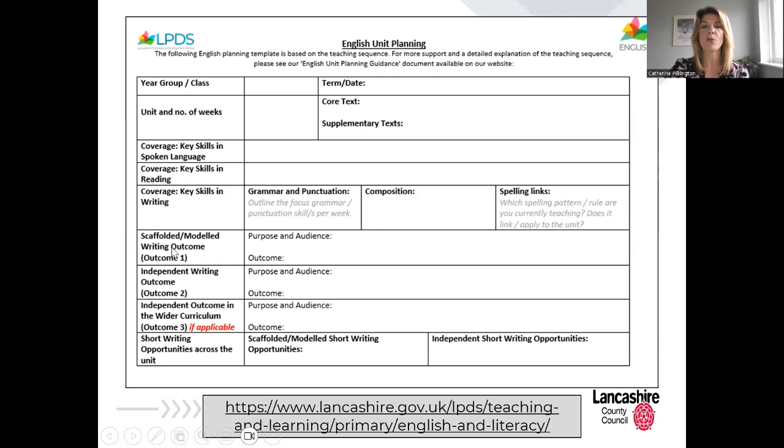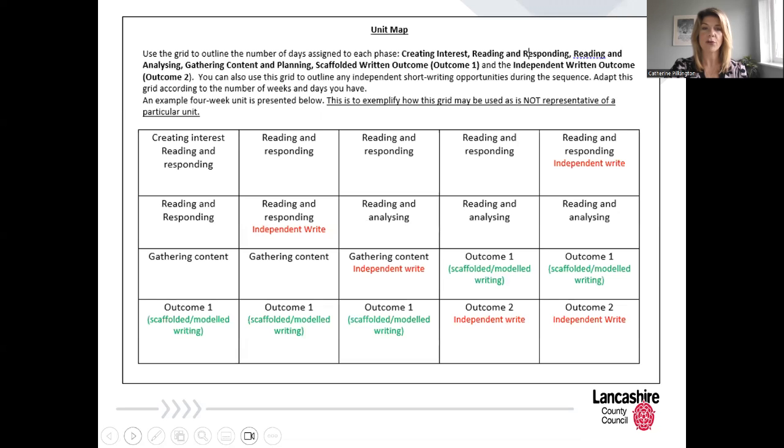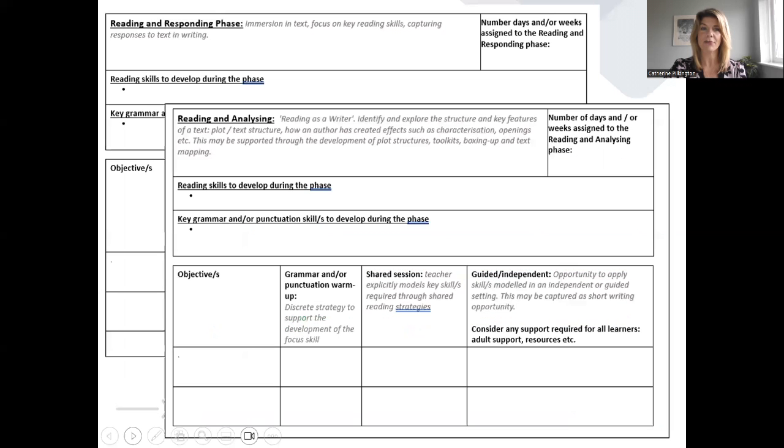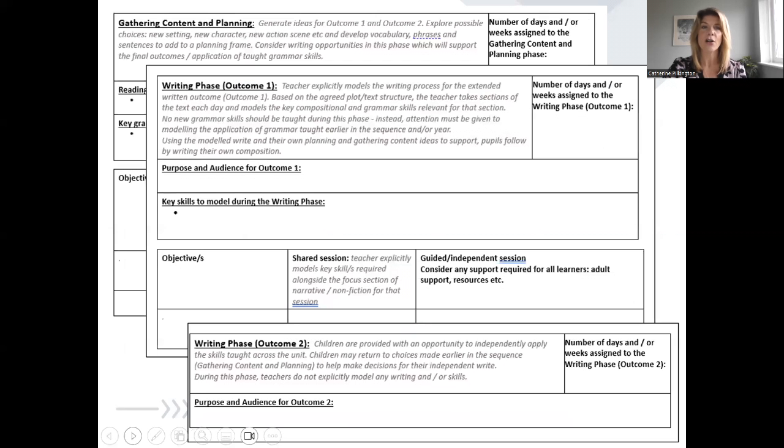Then on the front cover, we've got space so that you can plan your outcome 1, your modelled, your outcome 2, your independent, outcome 3 if applicable, but also there's a space for those shorter writing opportunities across the unit. And then as we move through that planning document, you can see there's also a planning backwards grid that can be edited and utilised by staff. And then obviously we've got it talking through our reading phase, our reading and analysing phase, right the way through to gathering content and writing.